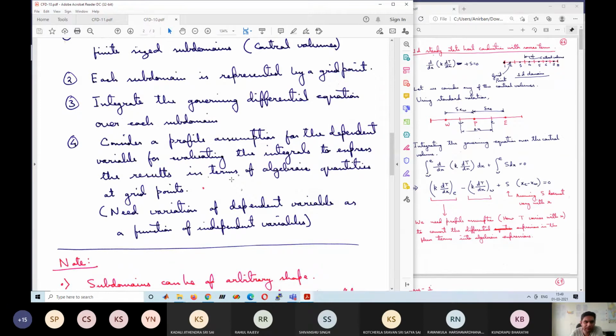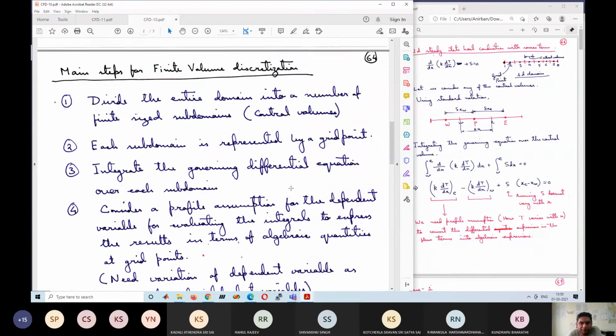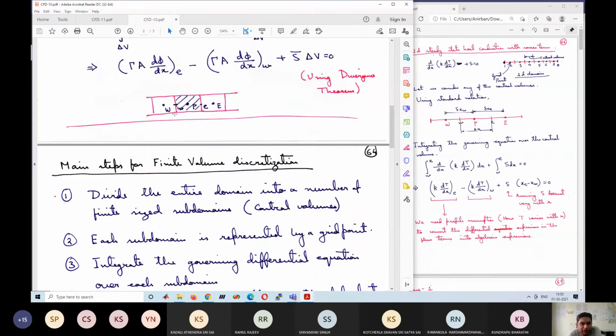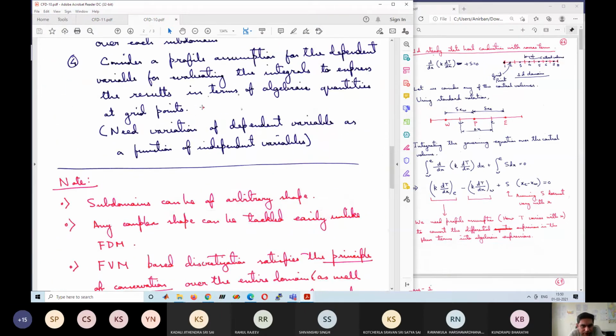So this profile assumption means that we need a variation of the dependent variable as a function of the independent variable. In our case, the independent variable was x, so that is why we are finding the value of phi with x. If we have two independent variables, x and y, then we have to assume the variation of phi with both x and y.